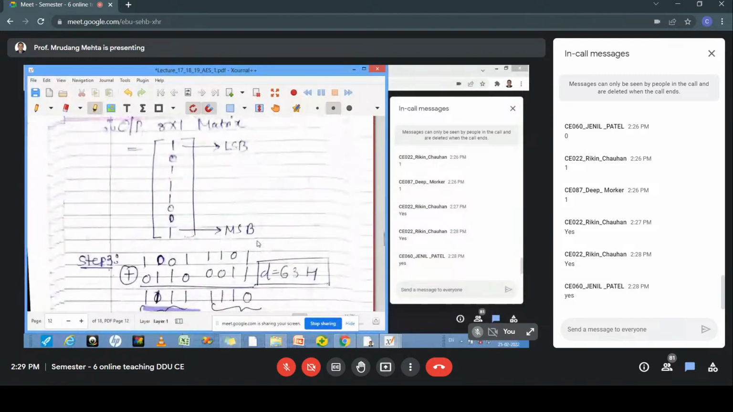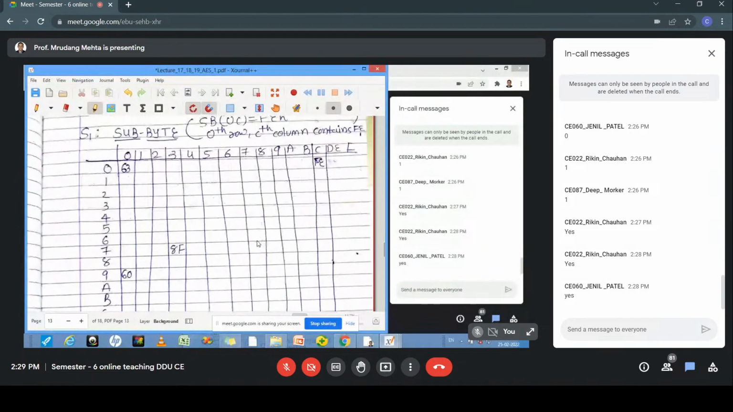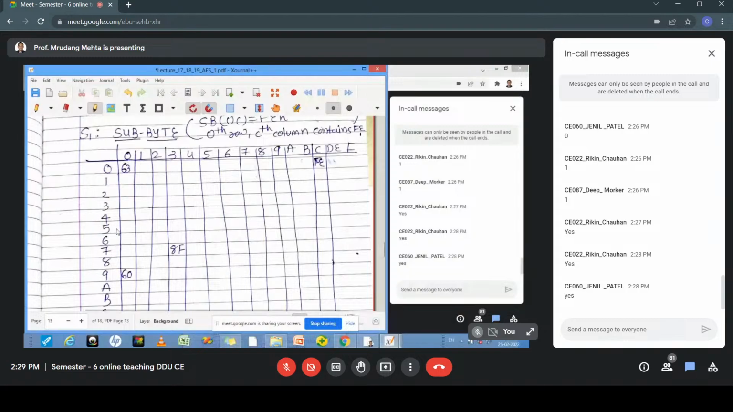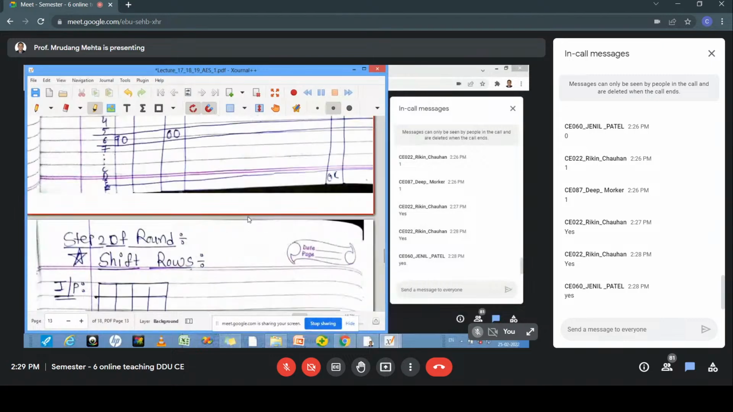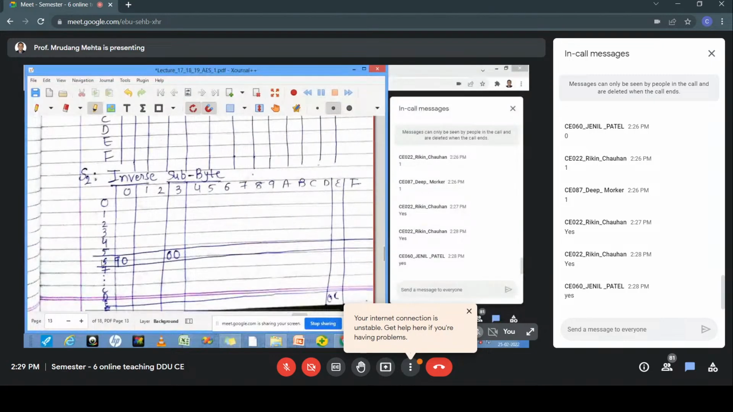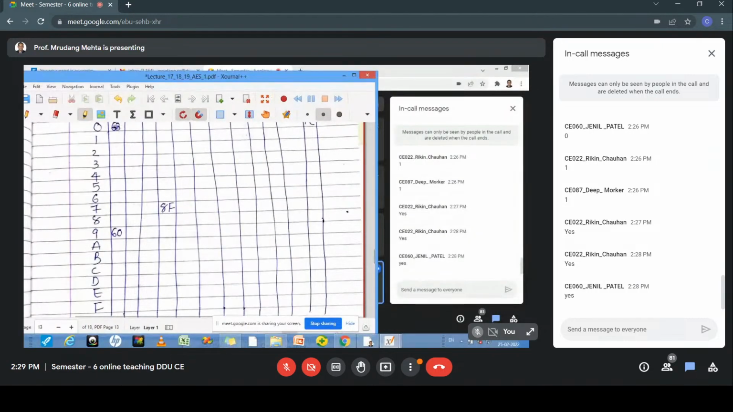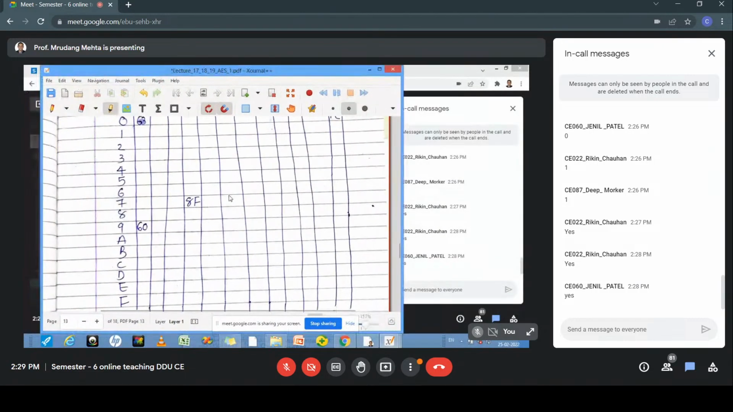If you look at the table, this I have already shown you in this slide. If you look at 0 0, it is 63. If you look at 0C, it is FE. Similarly, if you take 63, it gives you 0, right? So it's invertible. This one is invertible.